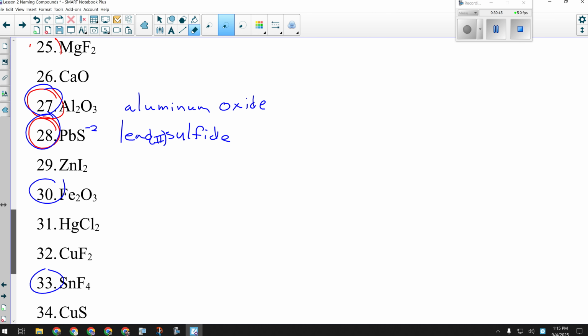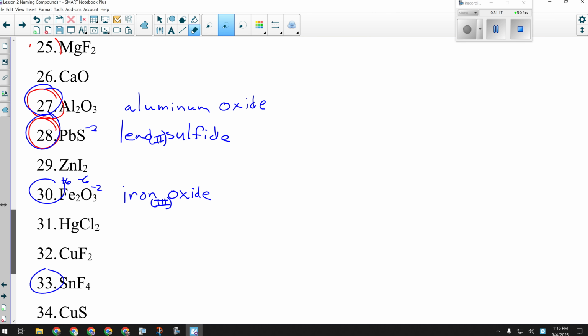Number 30, Fe2O3. Ionic, yep. So we write the name of the metal, iron, write the name of the non-metal, oxide. Roman numerals? Yes. Oxygen's always a -2. There are 3 oxygens, that's 6 negatives. So I've got to get 6 positives from 2 of these. 6 divided by 2, this is iron(III) oxide.